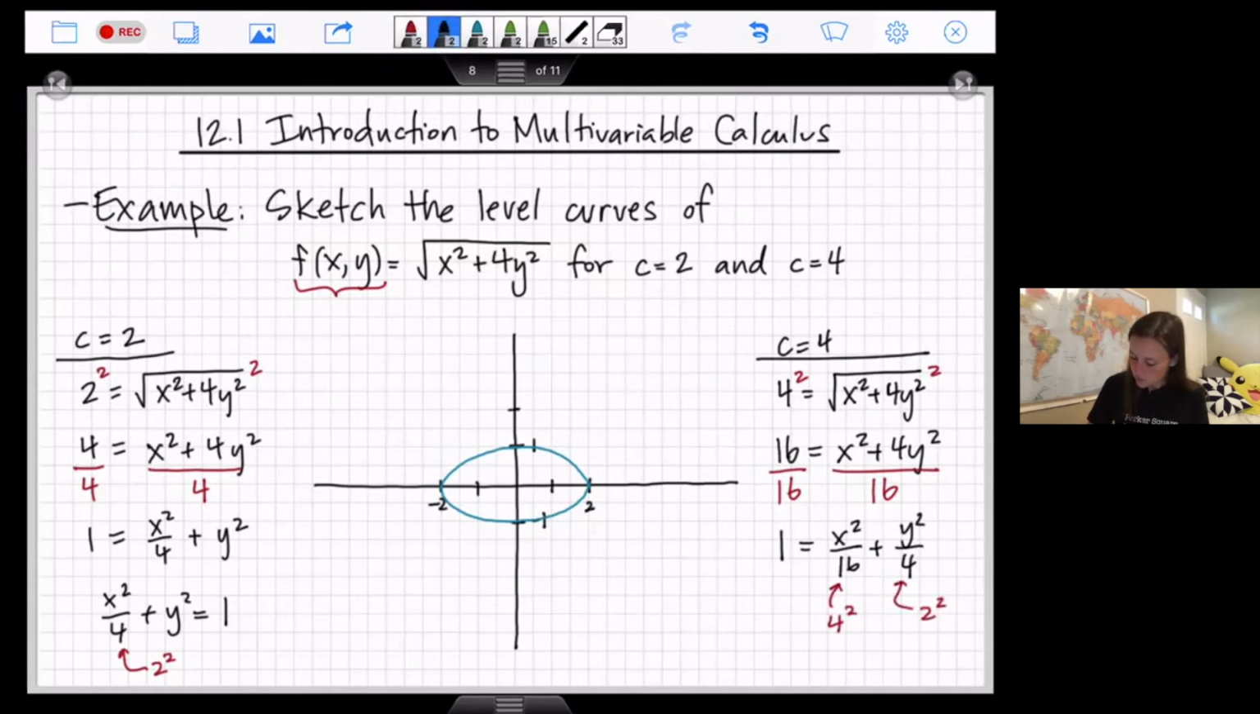All right, so let's go 2 in the y direction and 4 in the x direction. So a bigger ellipse.